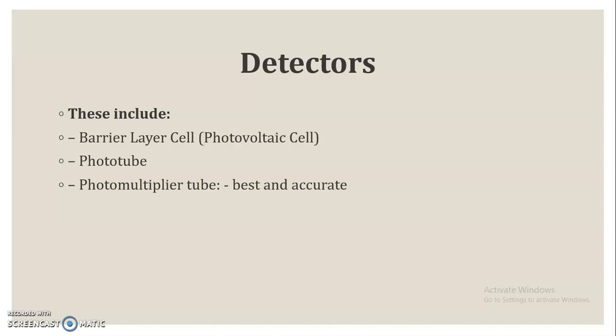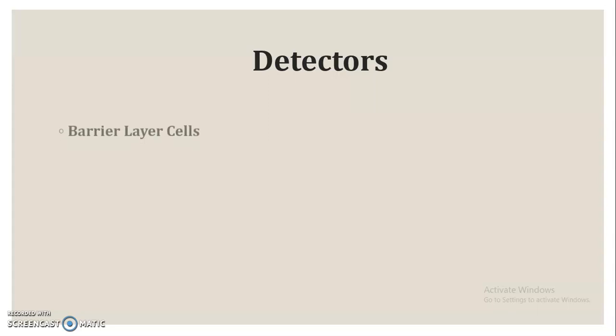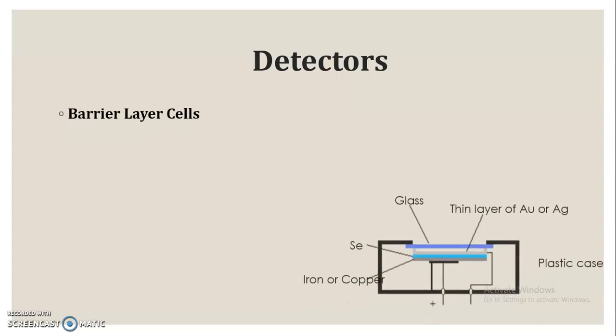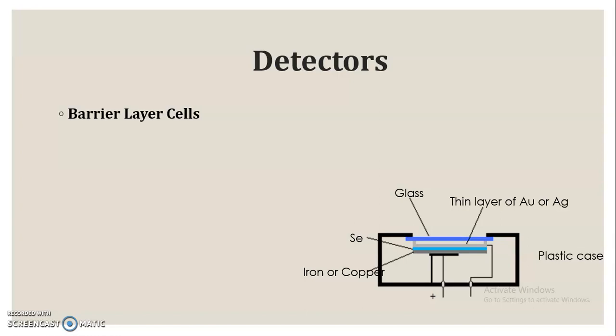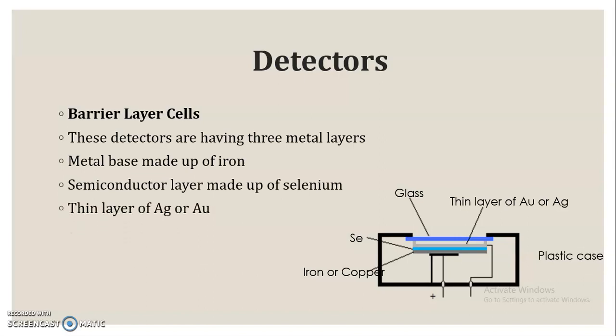Now we have already seen these detectors in UV visible spectroscopy. The same types of detectors are used in fluorimeters also. Let's see this one by one. The first type of detector is a barrier layer cell, also known as the photovoltaic cell. These barrier layer cells consist of 3 layers. The first one is the metal base, made up of iron, then a semiconductor layer made up of selenium, and the third layer is made up of either silver or gold.